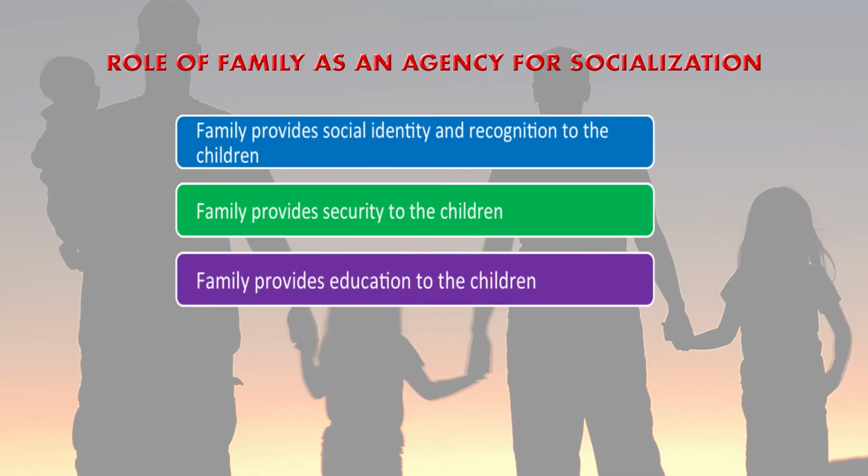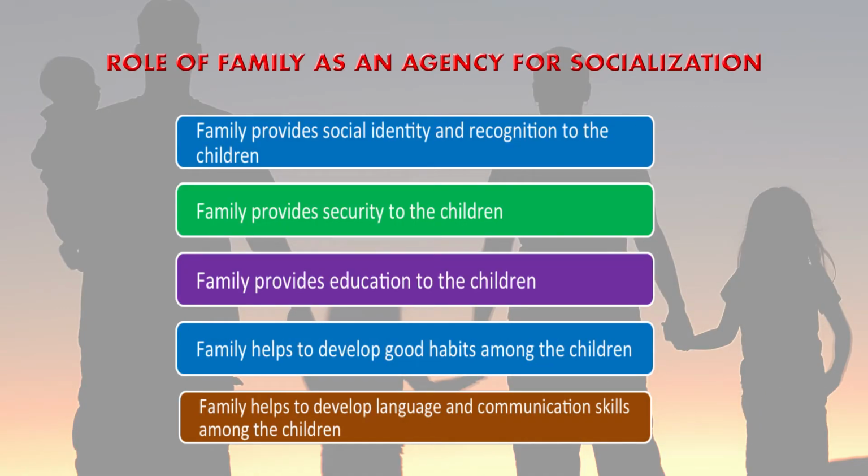Further, family provides education to the children. I have already said that family helps the child to develop good habits. Family helps to develop language and communication skills among the children. So the first school for the children is the family. Okay, they learn language, they learn how to communicate, how to interact with people, how to express themselves, and how to understand others' communication. And further, when they enter the formal system of schooling, they also learn language and communication skills on a very large scale.